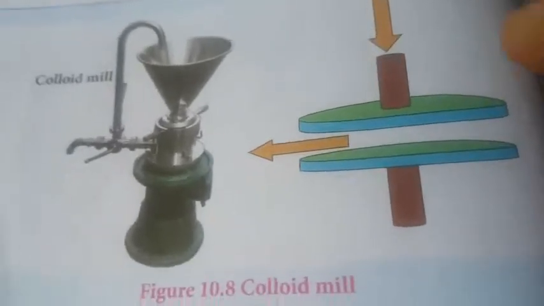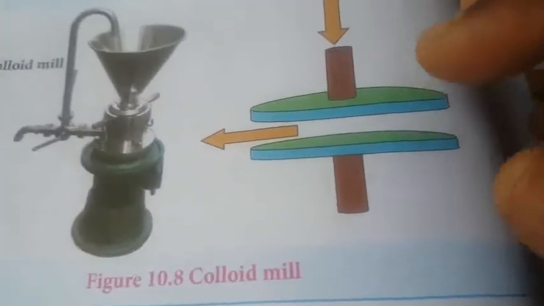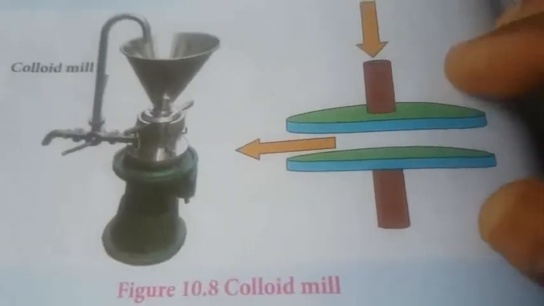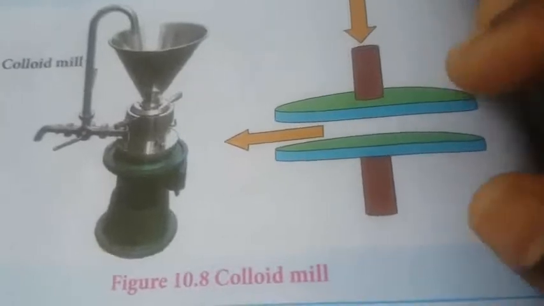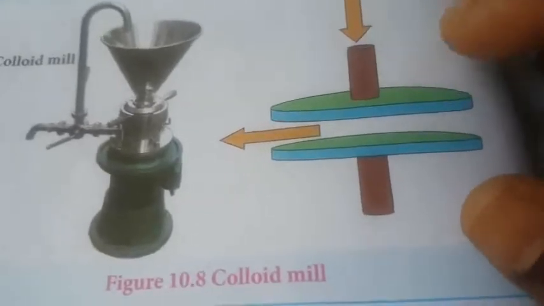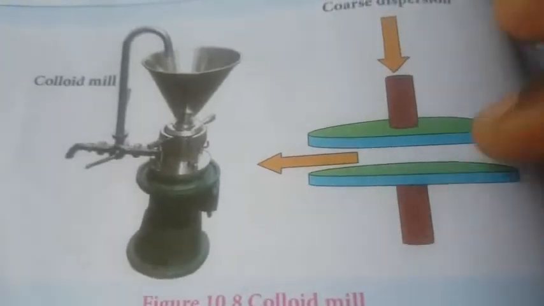After that, the colloidal particles are obtained between the two plates. By this method, the colloidal solution of ink and graphite can be prepared. So this is called the dispersion method. What is meant by dispersion method? This is the example of the colloidal mill.